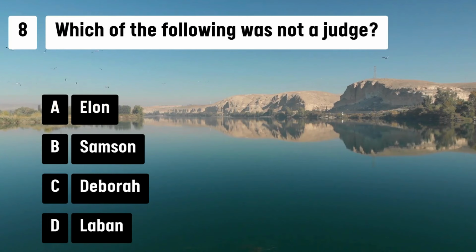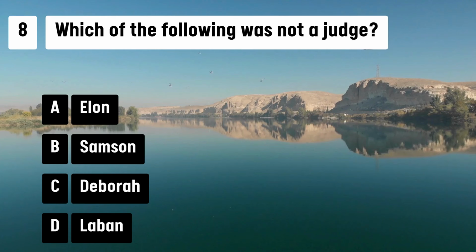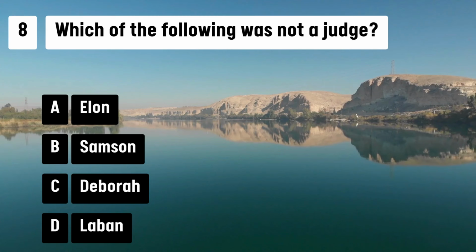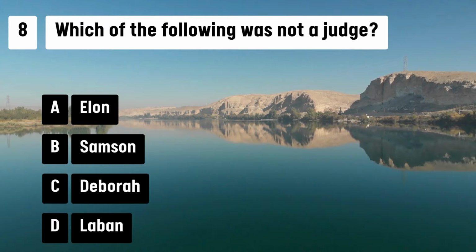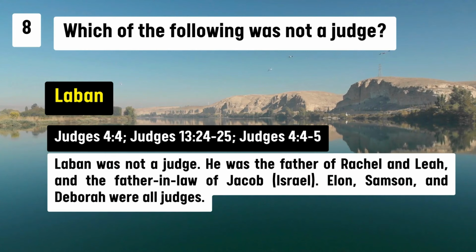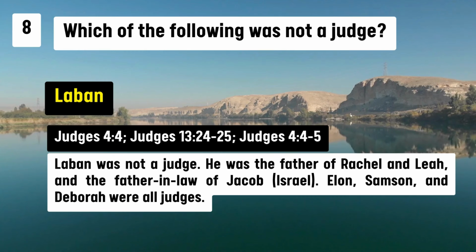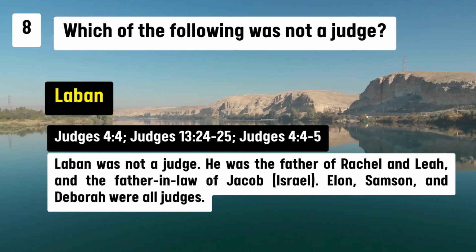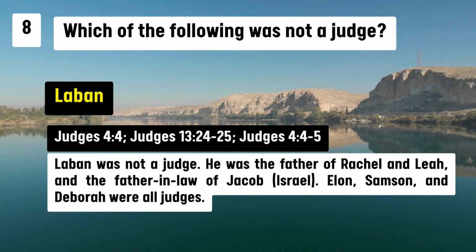Question 8. Which of the following was not a judge? Elon, Samson, Deborah, Laban. The answer is Laban. Judges chapter 4, verse 4. Judges chapter 13, verses 24 to 25. Judges chapter 4, verses 4 to 5. Laban was not a judge. He was the father of Rachel and Leah, and the father-in-law of Jacob, Israel. Elon, Samson, and Deborah were all judges.